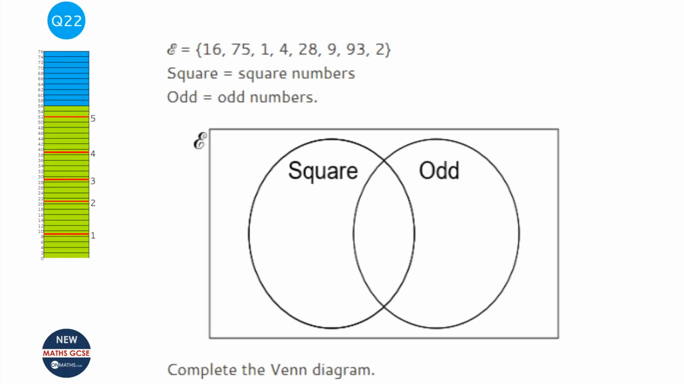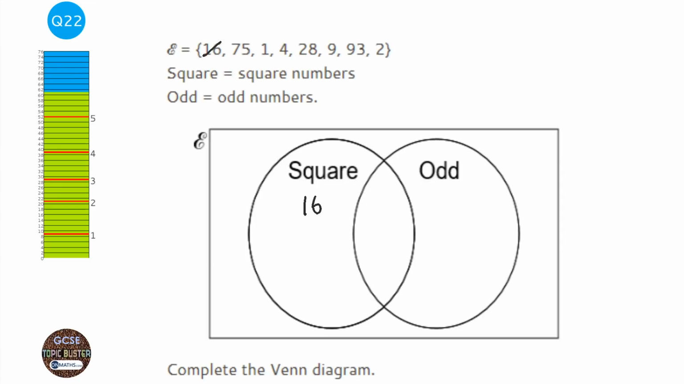Okay, so I'm asked to complete the Venn diagram, and the E at the top I like to think stands for everything. So all of those numbers need to fit somewhere in this Venn diagram. And we're going to put the square numbers on the left and the odd numbers on the right. Now, there's different methods of doing this. What I like to do with this type of question is just do it one at a time. So we're going to start off with the 16. Now, 16 is a square number, but it's not odd. So I'm going to leave that here.